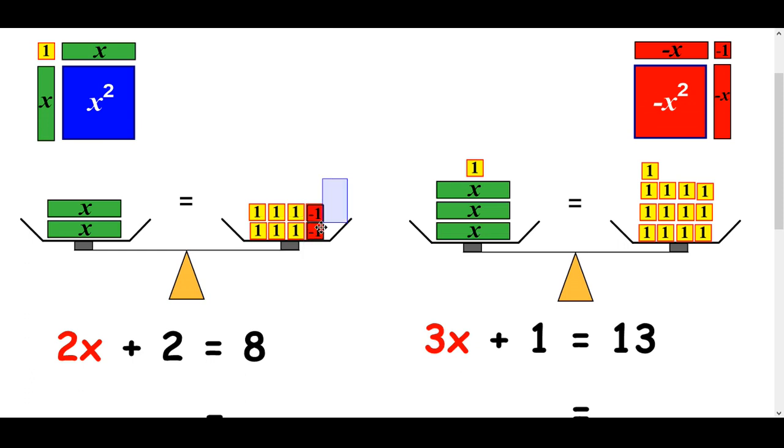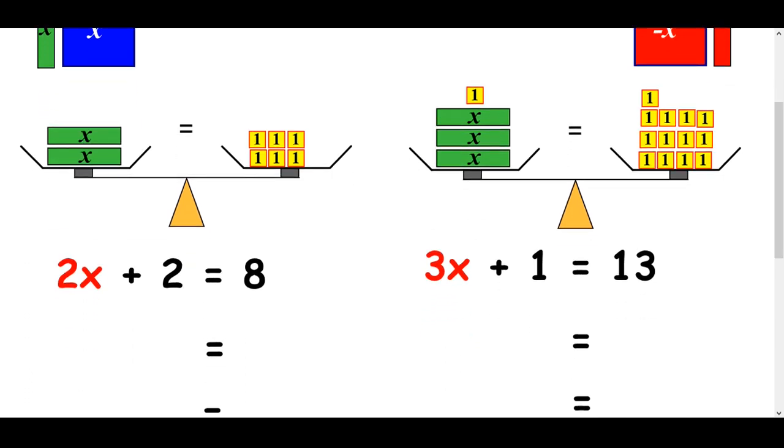And by doing that, what we're doing is we're getting it to a point where you've just got the 2x on its own. And to show that in the equation, you just put a wee take away 2 underneath and a wee take away 2. That's what I did on both sides. And what that does is it leaves us with the 2x here and it leaves us with 6 here.